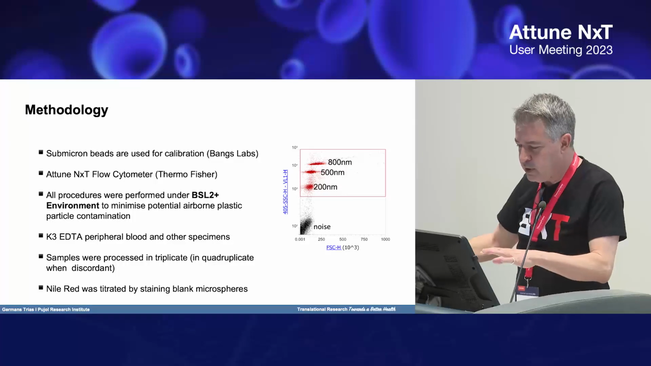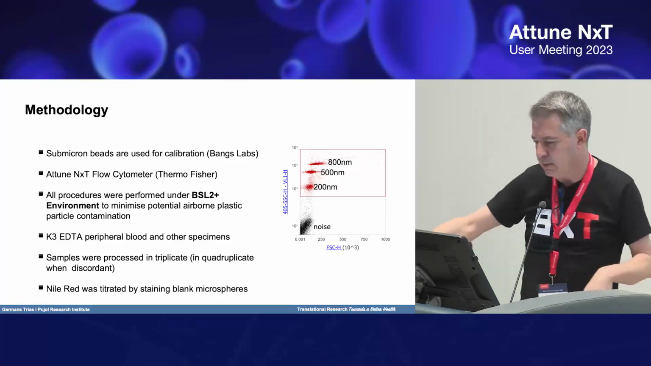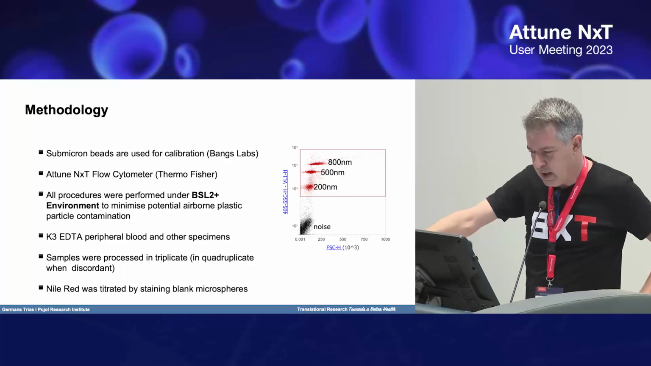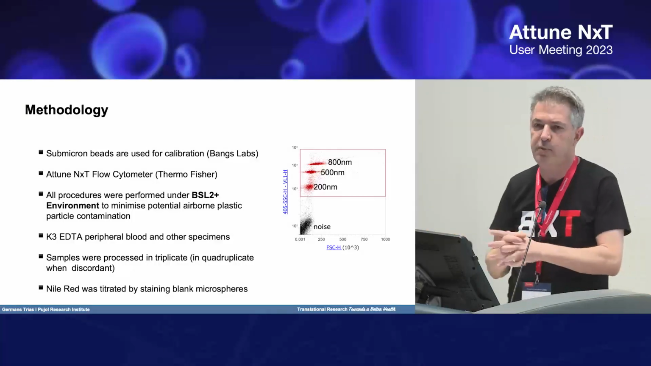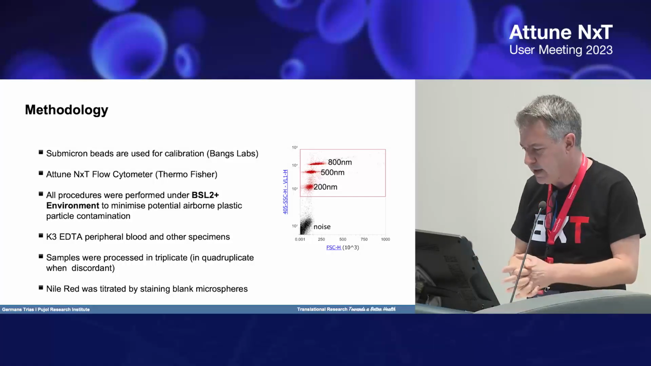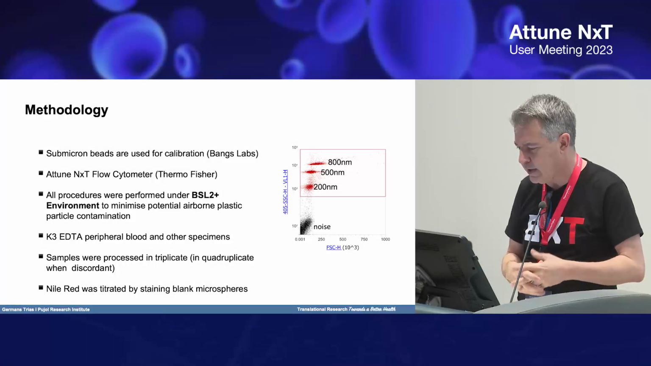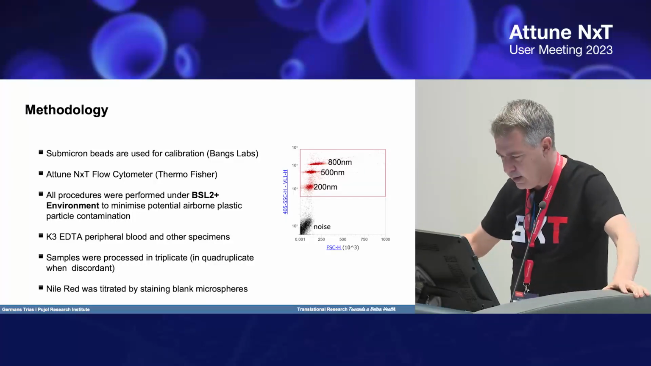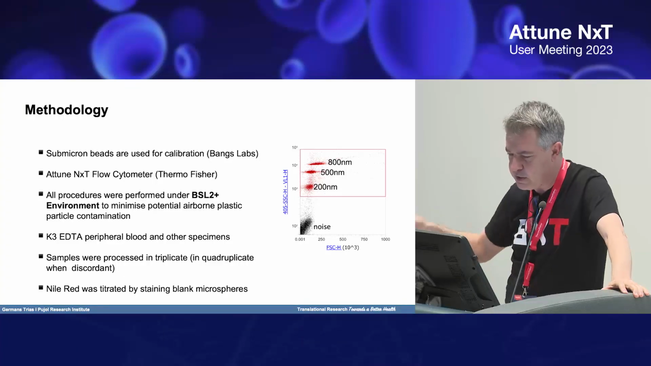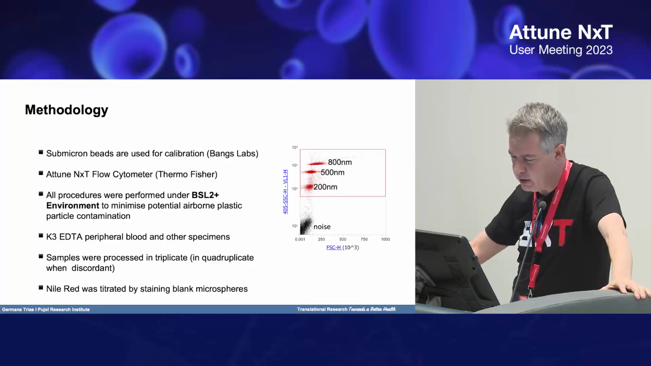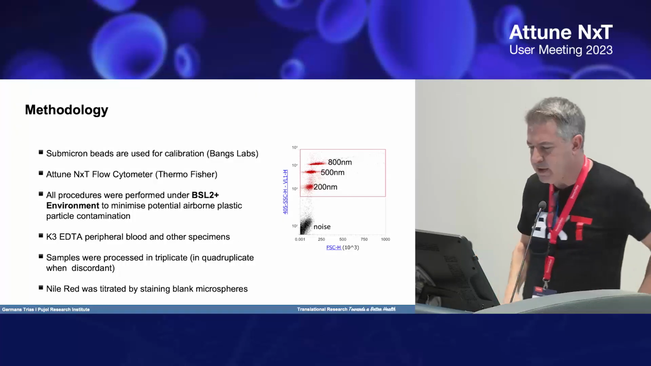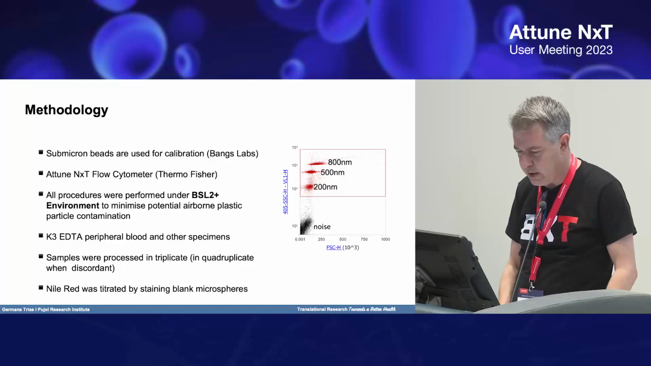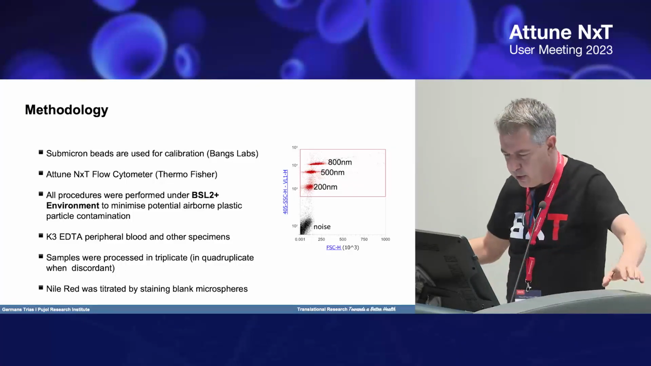We are especially concerned about the potential contamination coming from airborne plastic particles, and that's the main reason we are always manipulating these samples under a BSL-2 plus environment, which is a biosafety level 2 plus level, the same that we use to identify the inactivated coronavirus. And we started by studying the presence of nanoplastics in anticoagulated peripheral blood.